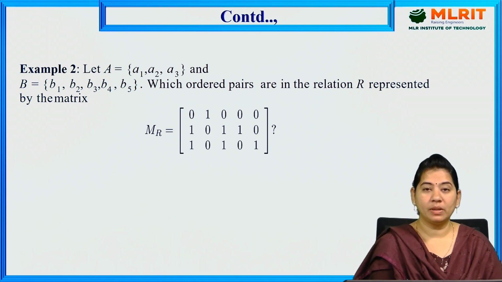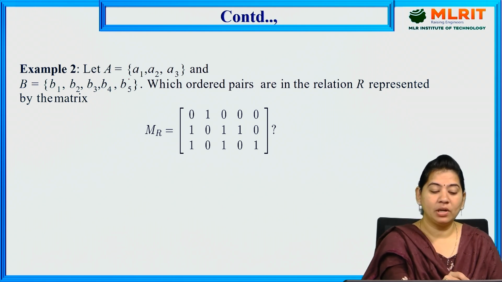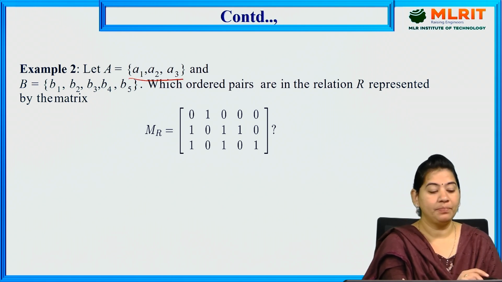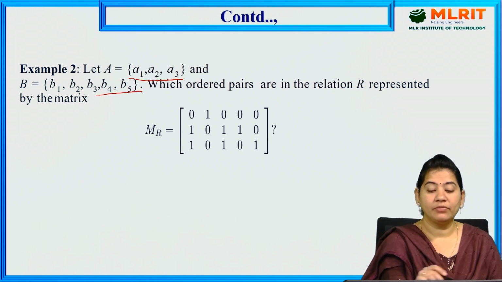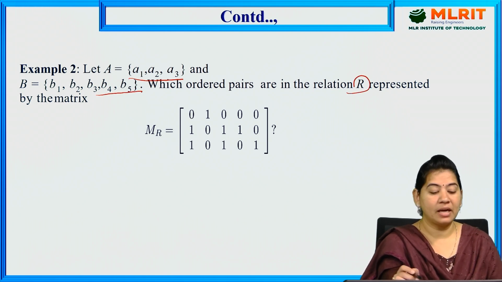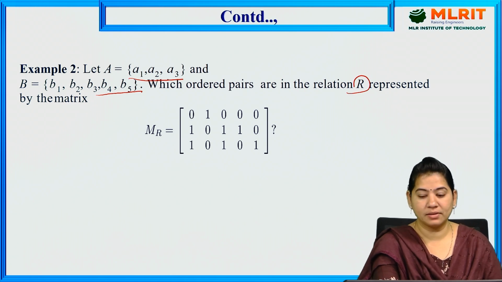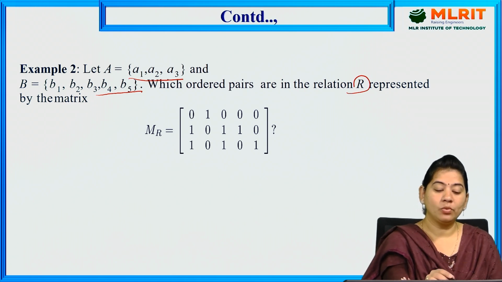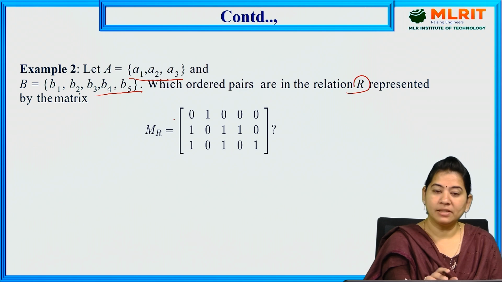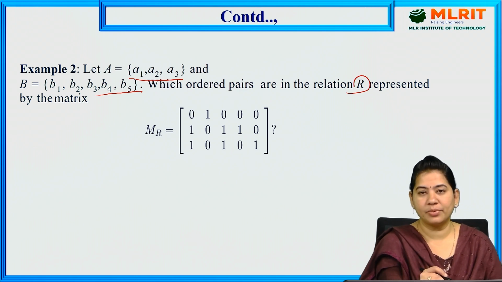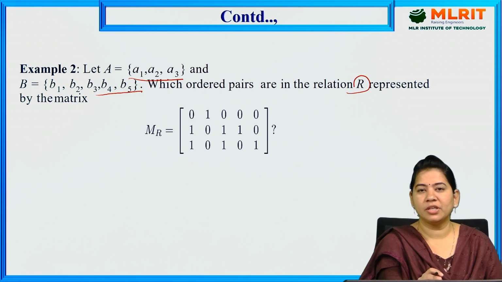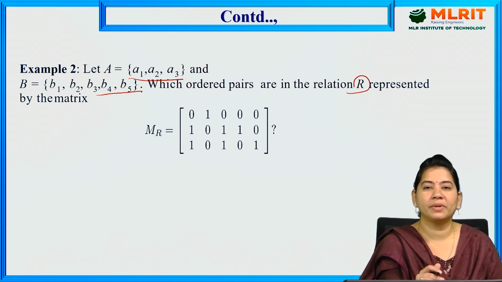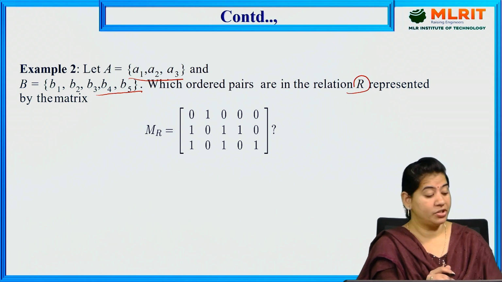So here we have one more question. Let A is equal to A1, A2, A3 and B is equal to B1, B2, B3, B4, B5. Which ordered pairs are in the relation represented by the matrix? So here they have given only the matrix representation. They are asking us to find out the relation. In previous questions, they gave the relation and asked us to find out how to represent it in the matrix. And one more question is here.